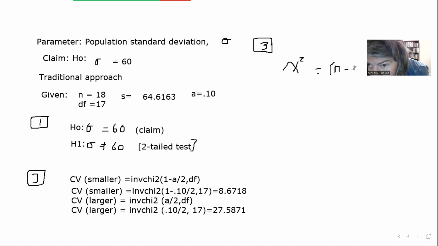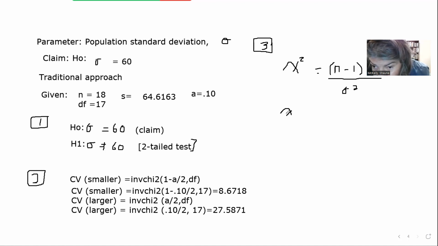Okay, we know how to do that. S squared. Now remember, the S comes from the calculator, S squared. And then you have sigma squared at the bottom. Now sigma squared, if you're testing a variance, is just going to be the number. But here, if it's sigma, I'm squaring it. So sigma is 60.